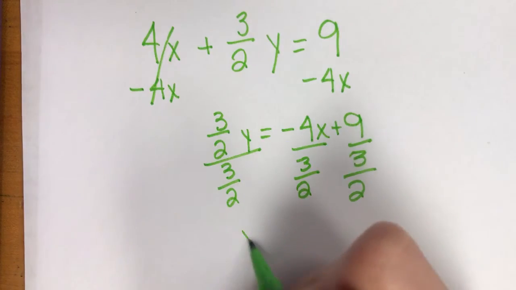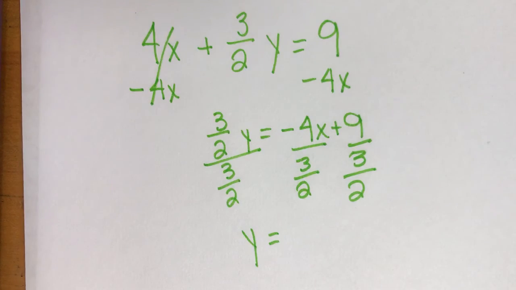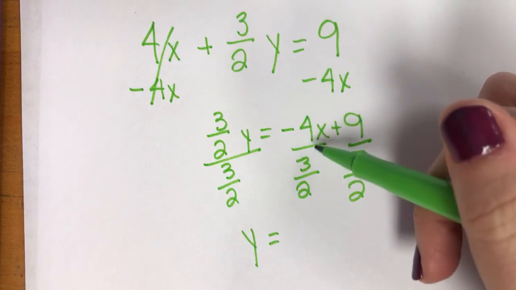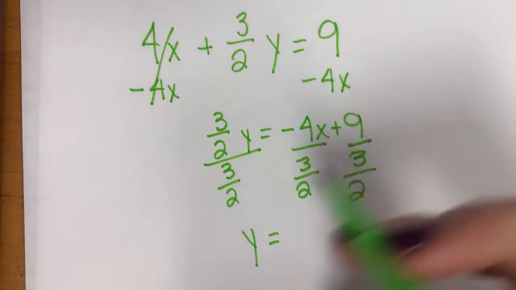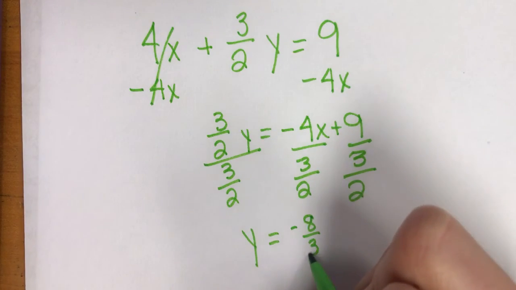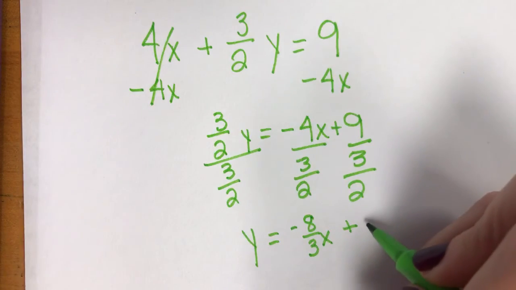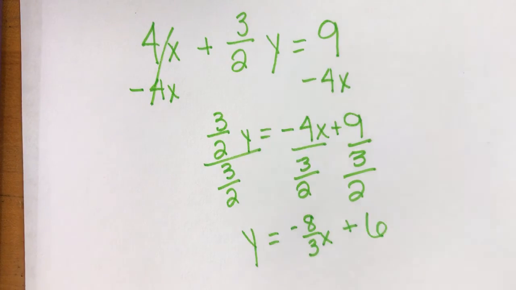Do not be afraid to pick up your calculator. Okay, don't be afraid to type into your calculator negative 4 divided by 3 halves. Okay, we'll get a negative 8 over 3. And here we will get a 6.